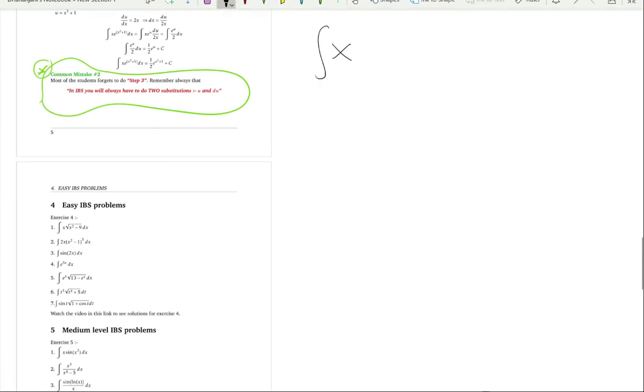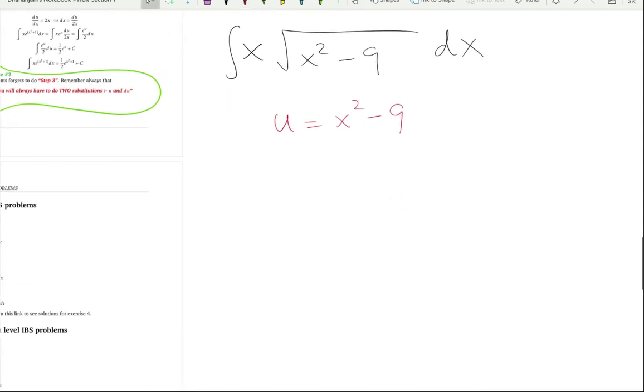Let's integrate x times the square root of x square minus 9 with respect to x. What is the inside function? Identify it correctly. It's x square minus 9, right? Now double check, make sure that you can use integration by substitution here. What is the derivative of x square minus 9? The derivative of x square is 2x, the derivative of 9 is 0. So do we have 2x somewhere? Well, I don't have 2, but I have x. So yes, you can use integration by substitution.